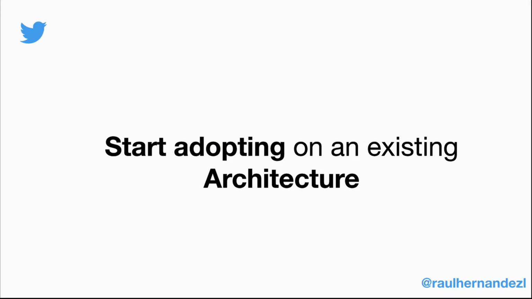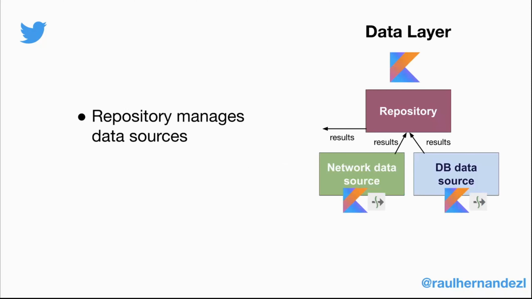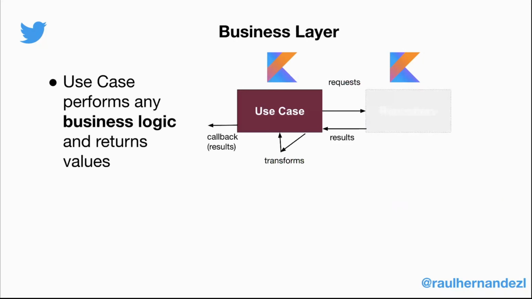With that architecture, hopefully we can start adopting an existing architecture on that. First of all, the data layer, which is basically a repository composed of the network data source and a database data source. This is basically what is being managed by the data layer, with the different results that are going to be passed to the next layer. Then we have the business layer, that is the use case, which transforms anything that comes from this repository and passes it back by means of callbacks. The use case is going to do any business logic that needs to be done before passing to the next layer. And we are initially passing those results back with callbacks.